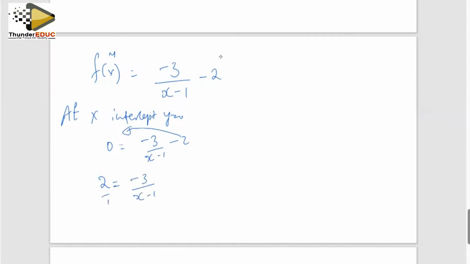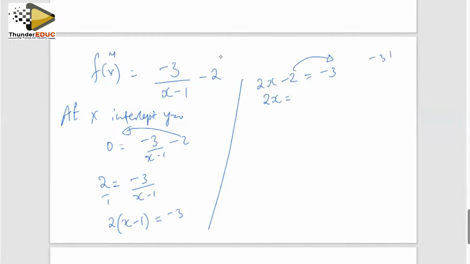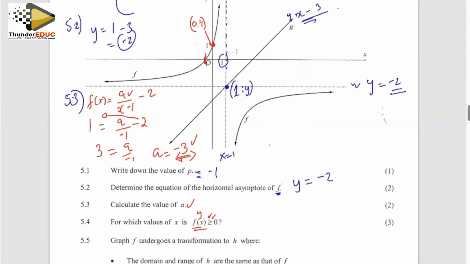And make that a 1 and then cross multiply. 2 into x minus 1 should give us a negative 3. Okay, open that up. 2x minus 2 gives us a negative 3. Which means 2x, when I move this to that side, it's going to be a plus. A negative 3 plus 2 is going to be negative 1. Then x becomes negative a half. So the graph is cutting the x-axis at negative a half.